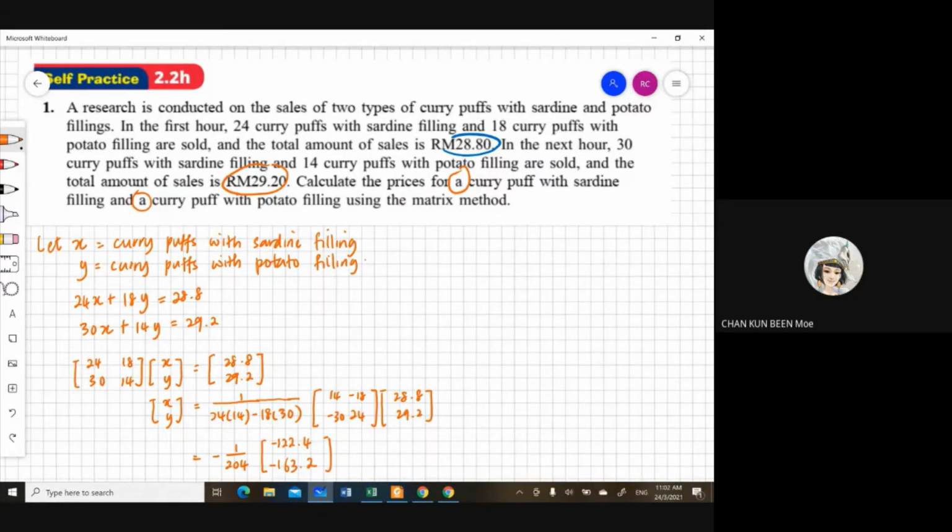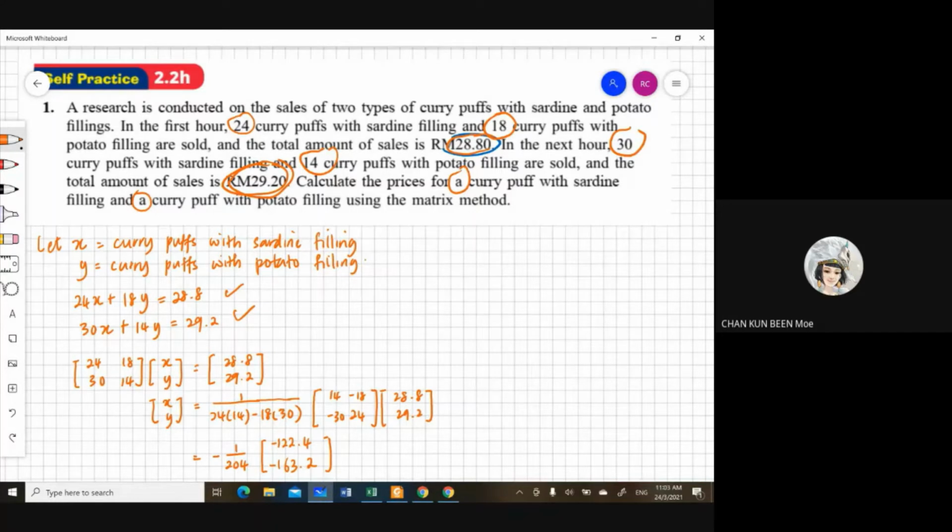Okay, so first of all, we are going to make assumption. Let X be the curry puff with sardine filling and Y be the curry puff with potato filling. So from what is given in the statement over here, you can come up with equation already, whereby 24x plus 18y equal to 28 ringgit 80 cent. And the next equation will be 30x plus 14y is equal to 29 ringgit 20 cents. So from there we have these 2 equations.